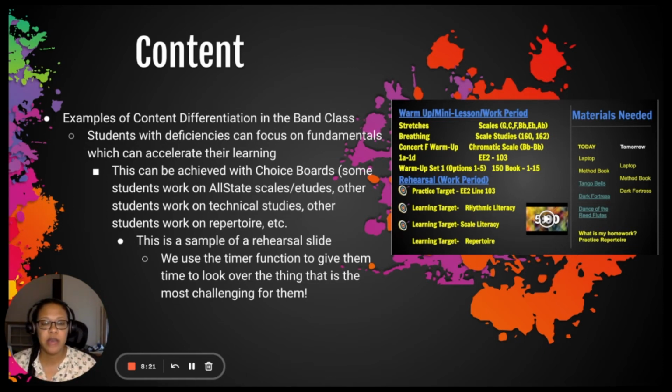And so we have done several different things. We've done choice boards, where some students work on all-state scales and etudes, other students work on technical studies, and other students may work on repertoire. They get their assignment in class, and it's a choice board, and they get to choose the assignment that they want to focus on, where they need the most time, and what content they really want to interact with.